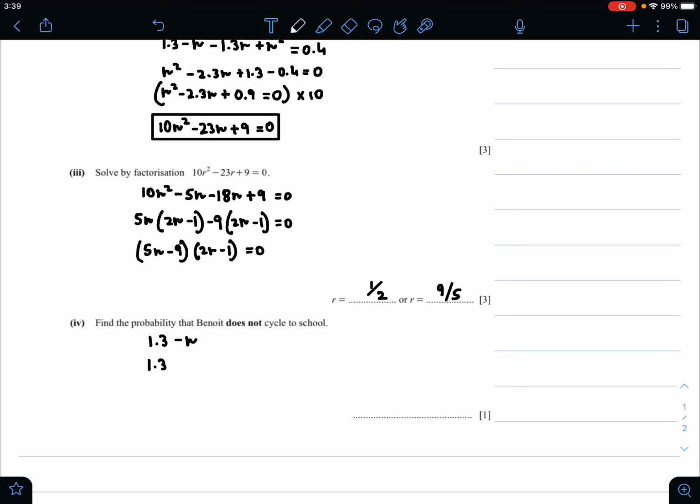So 1.3 minus half, which is 0.5, is equal to 0.8, or in fractions 4 by 5. You can write it in either form, that is 0.8 or 4 by 5. Therefore this would be your final answer for B part 4 of this question.